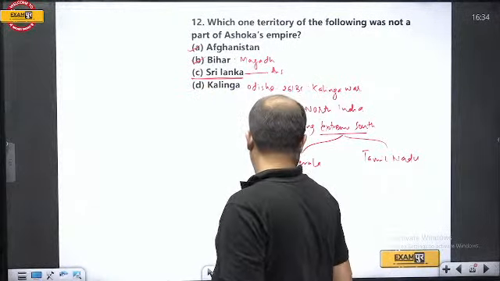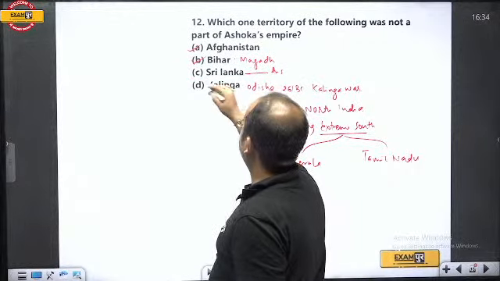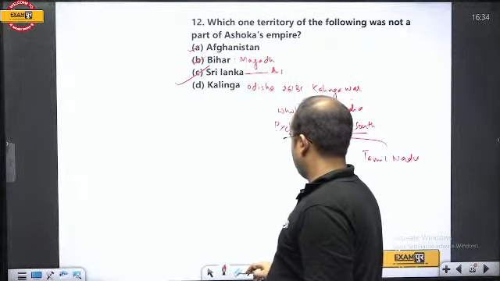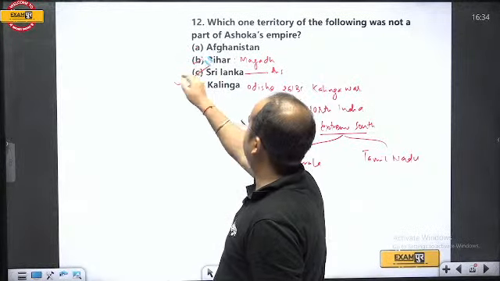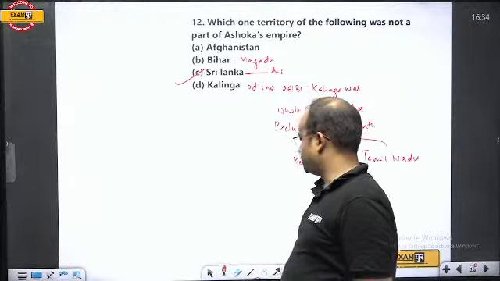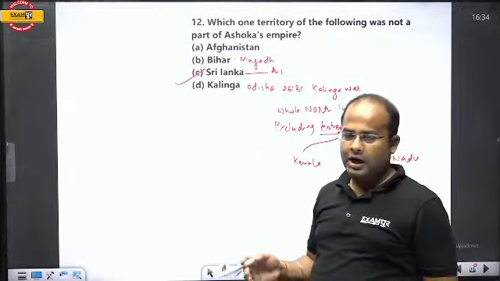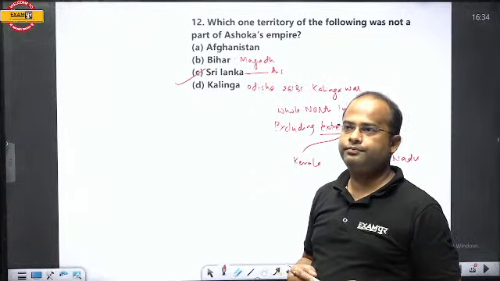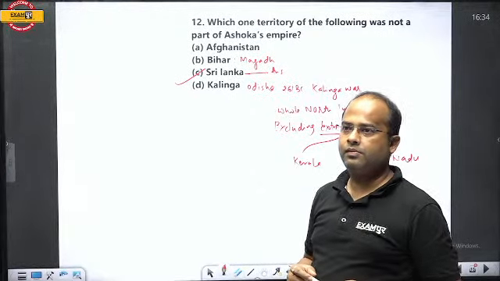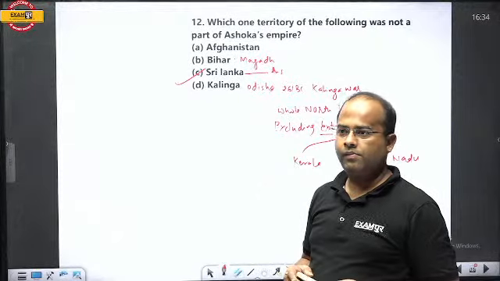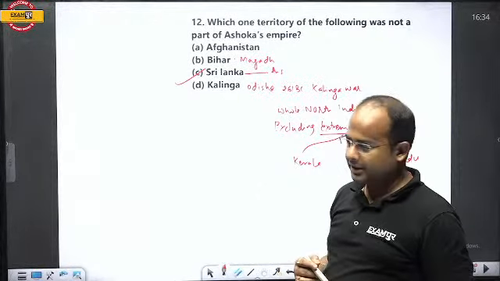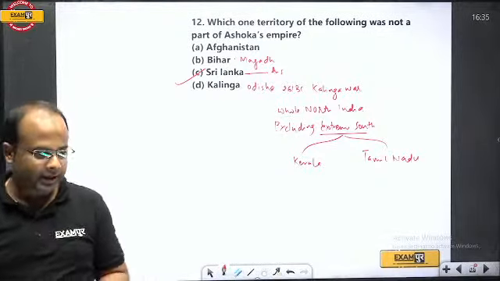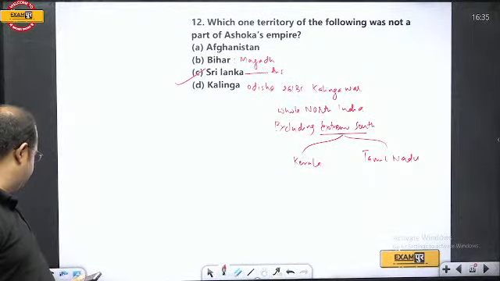It was not under the Ashokan administration. So the correct answer will be option C. Option A, Afghanistan, and option B are part of the Ashokan Empire. The Kalinga War was fought after 261 BC. Okay, now let's move to the next question.